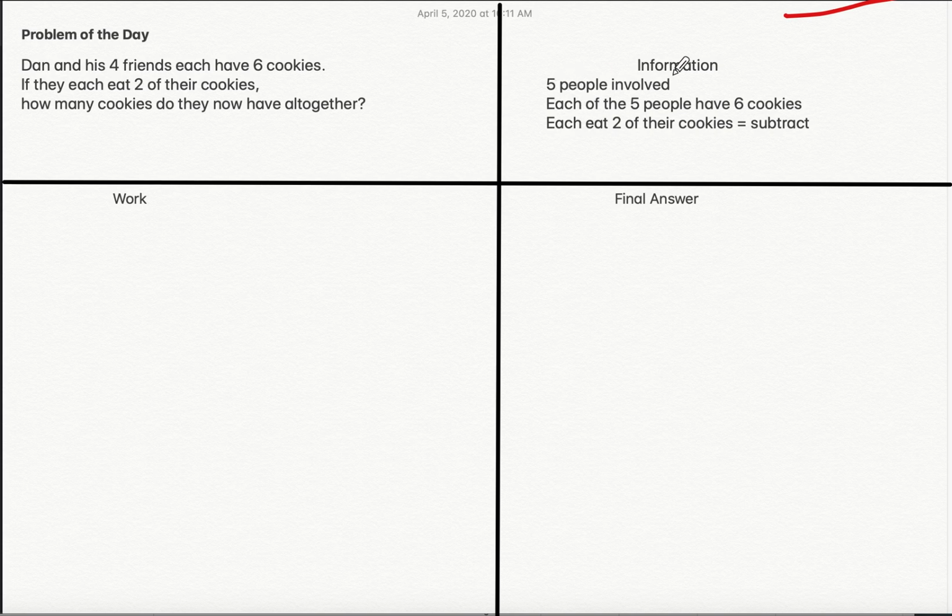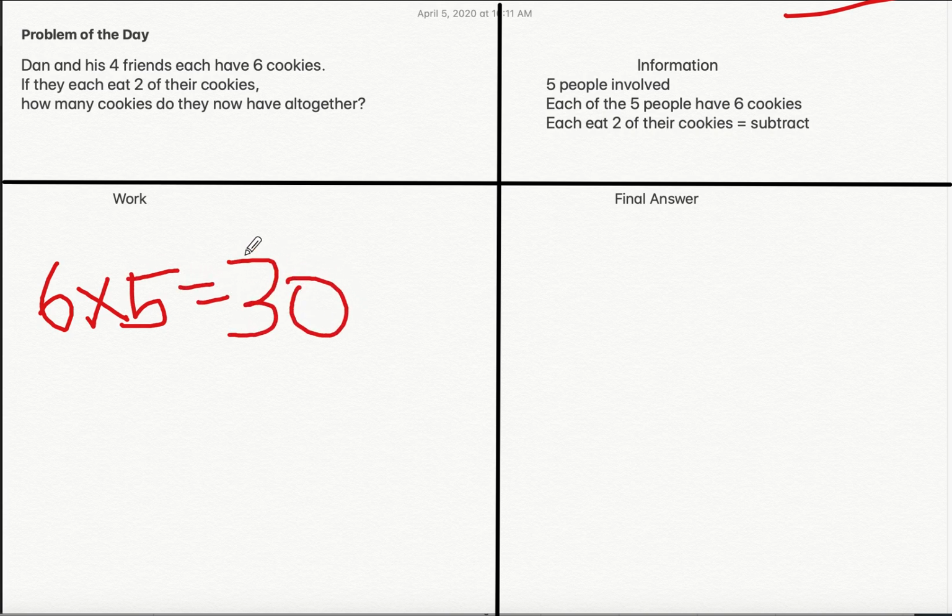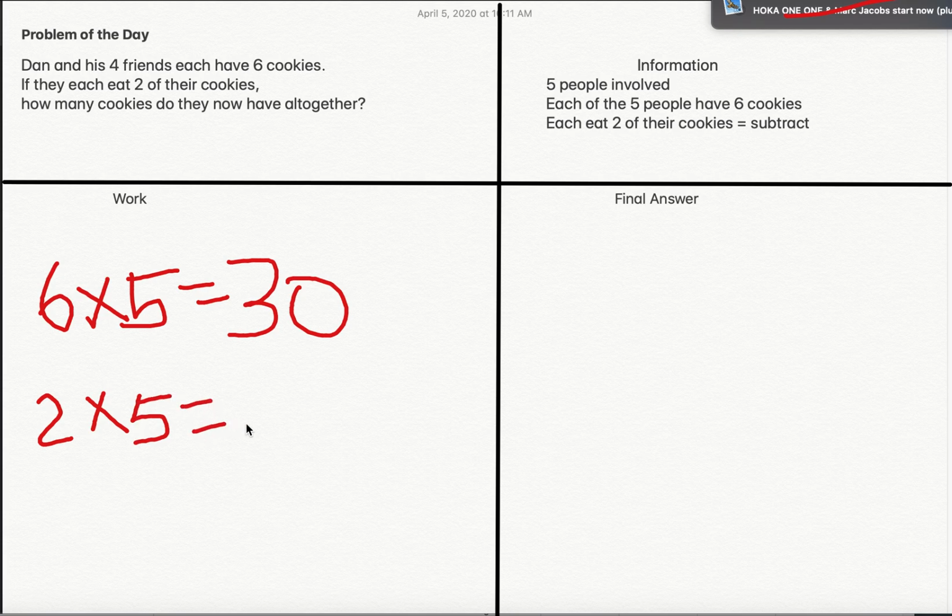We know there's 5 people involved and they each have 6 cookies. So we know that that's 6 times 5, right? And we knew what 6 times 5 was. It was 30. All right. Now, instead of me subtracting 2 from each person, could I have also done 2 times 5? Because then that's representing the total amount I'm taking away, right? What's 2 times 5? 10.